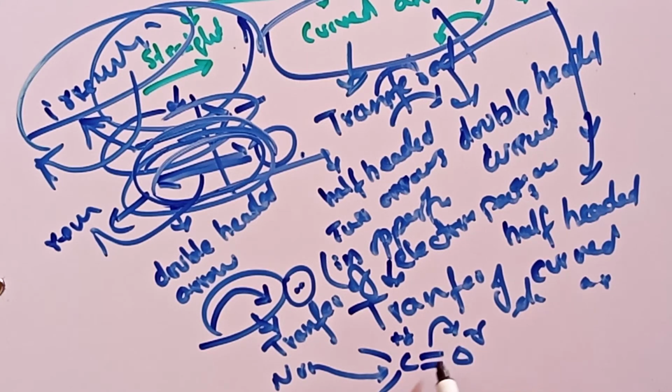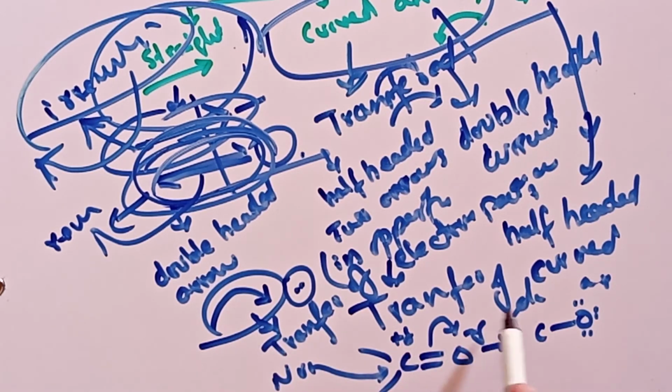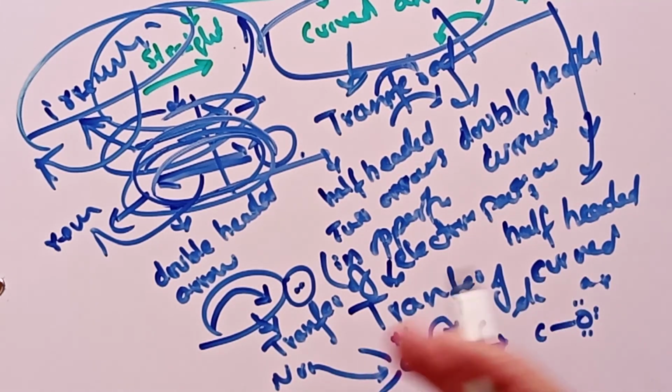This curved arrow means that the two electrons bonded between these two atoms, oxygen and carbon, will be shifted toward here. The arrow shows the direction of motion of the electron pair. So the electrons will be shifted to oxygen. So the double-headed curved arrow means a transfer of electron pair.